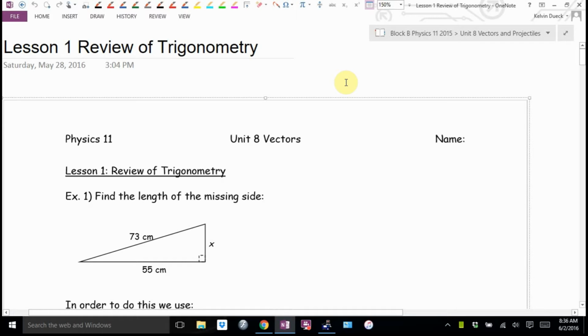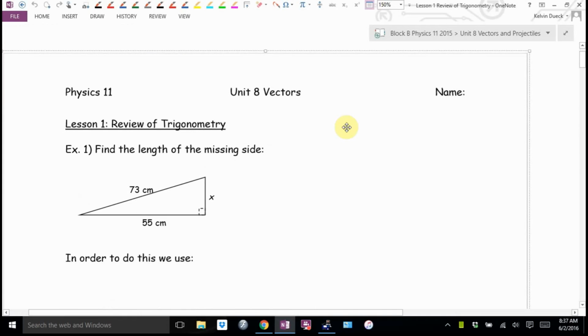You ready, Rye? Woohoo. Says this, lesson 1, review of trigonometry. What I want to do is get you good enough at SOH CAH TOA right angle trig that it becomes boring, that it's almost as easy as going 6 times 8 on your calculator. If you get there, I've done my job. If you get bored with this, I've done my job.